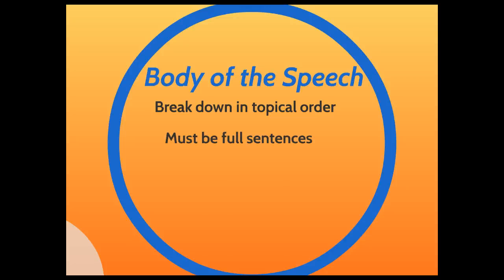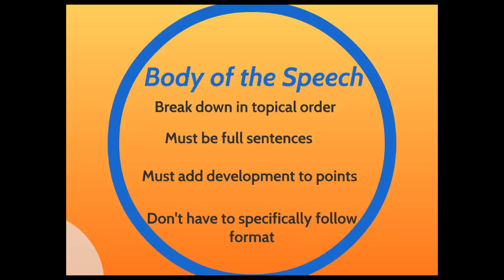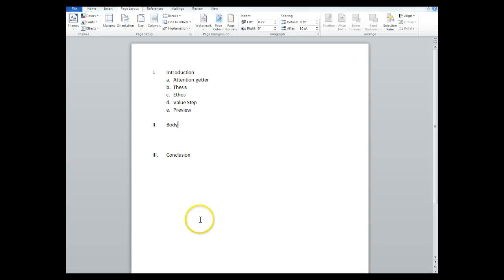And let me emphasize, I know I've said this before, if you don't want to use the outline that you're turning in to me, that's perfectly fine. You can use something else, but what you give to me has to be in full sentences, just so I can see what you had planned on and then I can more accurately grade you. You also must add development to your points. I'm going to show you what that looks like in a second, and you don't have to specifically follow the form. So how do you actually set it up once you're writing the outline?